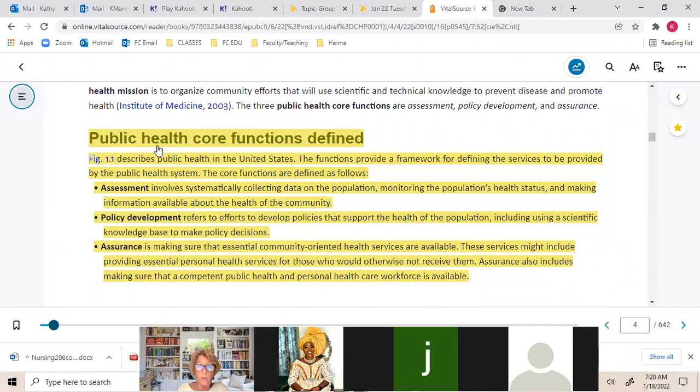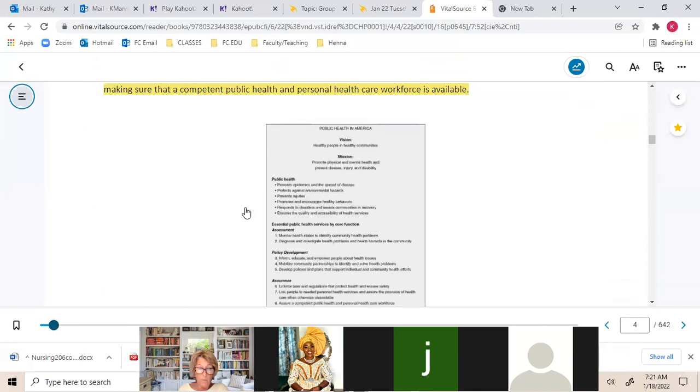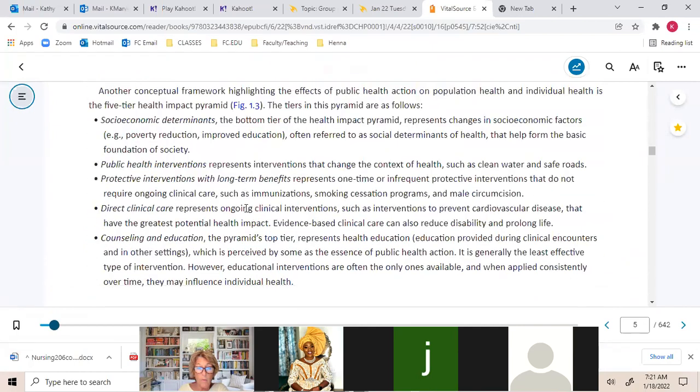What are the 3 public health core functions? It's the first objective: core functions in public health. Assessment, policy development, assurance. You need to read through those. We discussed the role of the public health nurse and how the role influences practice in the community. Contrast community-based and community-oriented, we talked about that. And then the role of the public health nurse and population health.